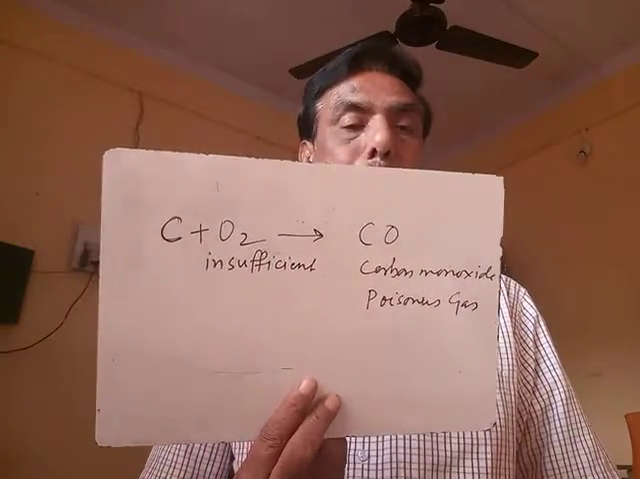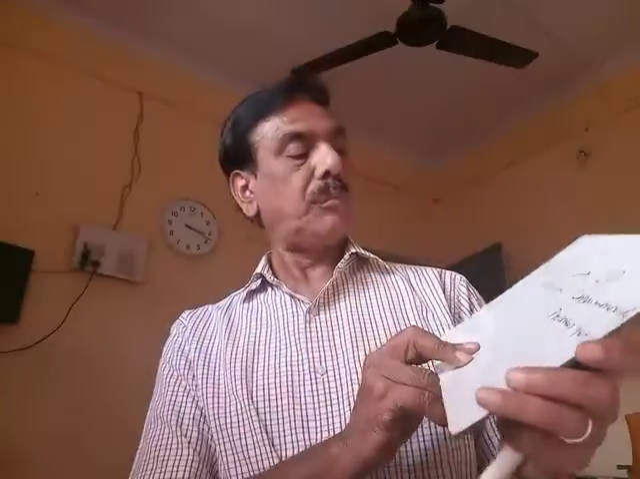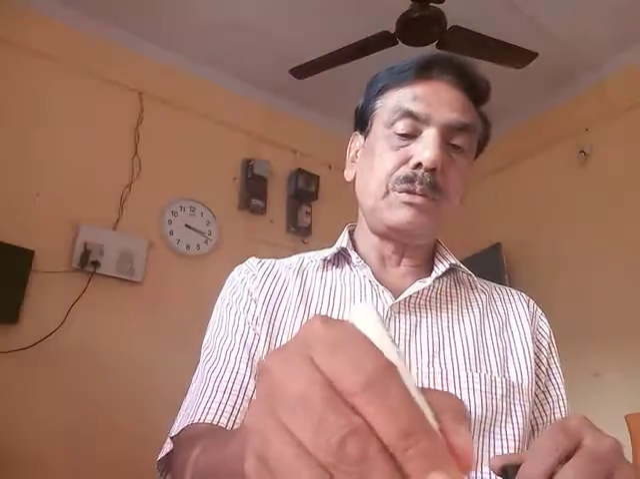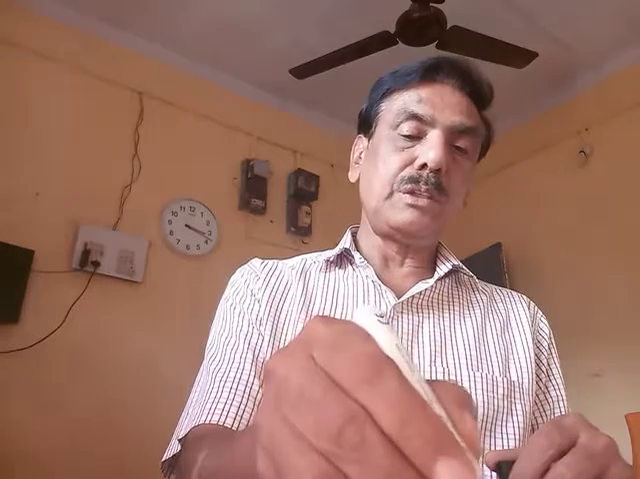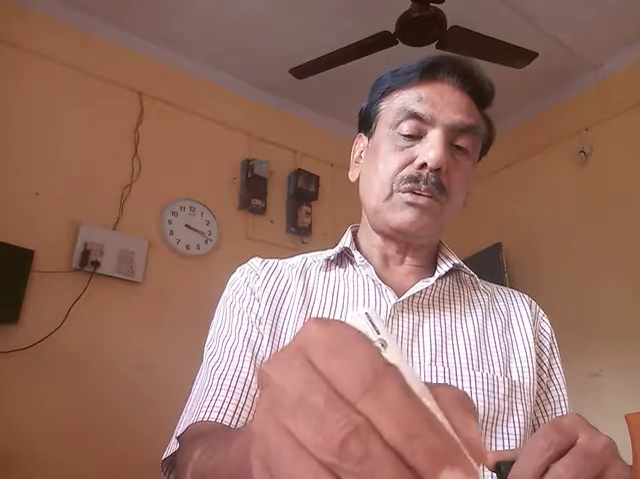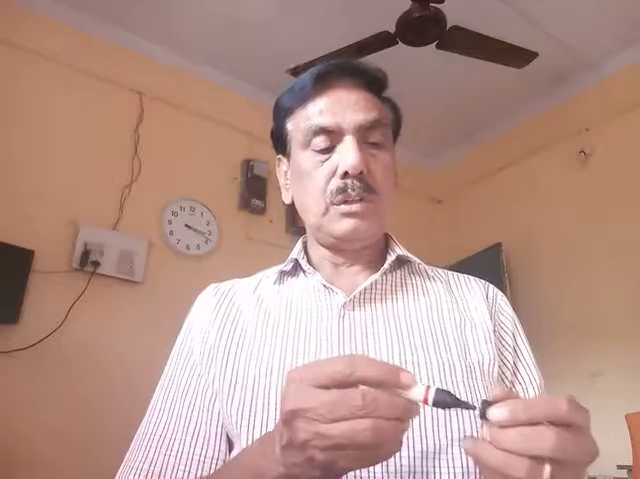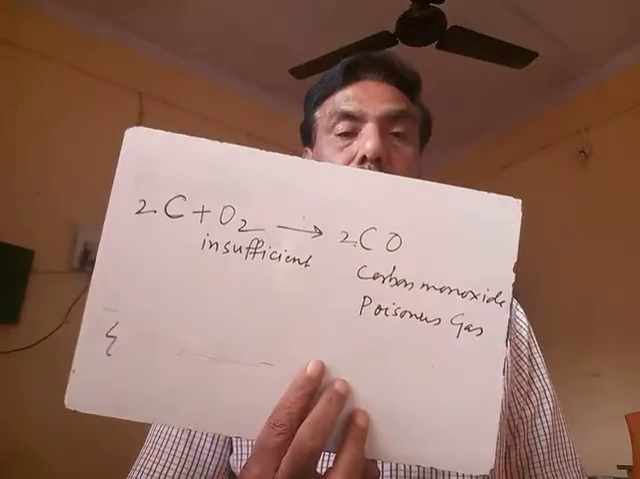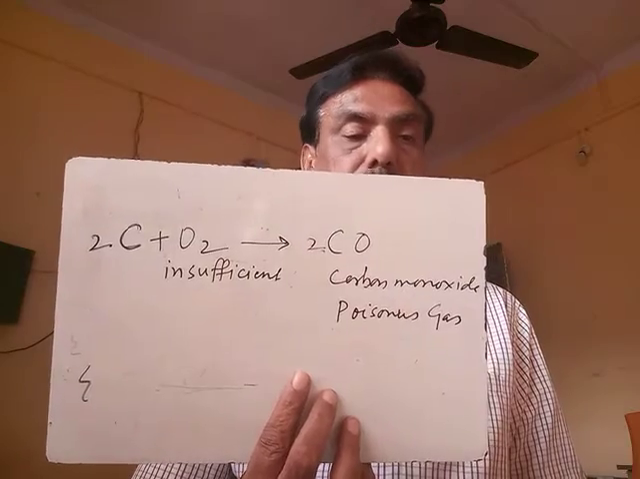You can see the reaction and balance it like this. Put 2 here, because oxygen is not balanced, and put 2 here as well. So this is carbon monoxide, and it is a highly poisonous gas.